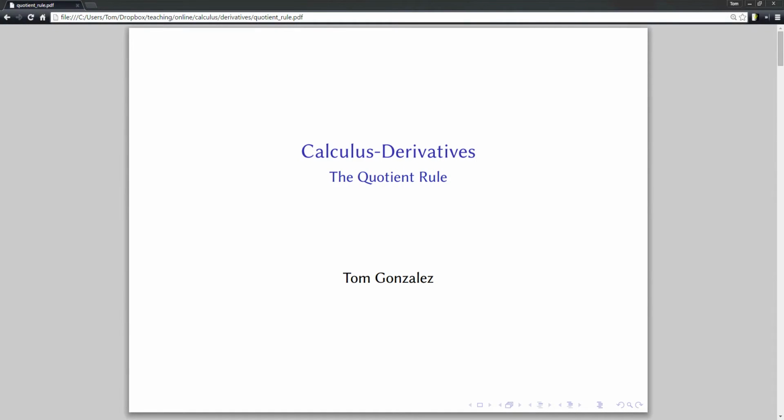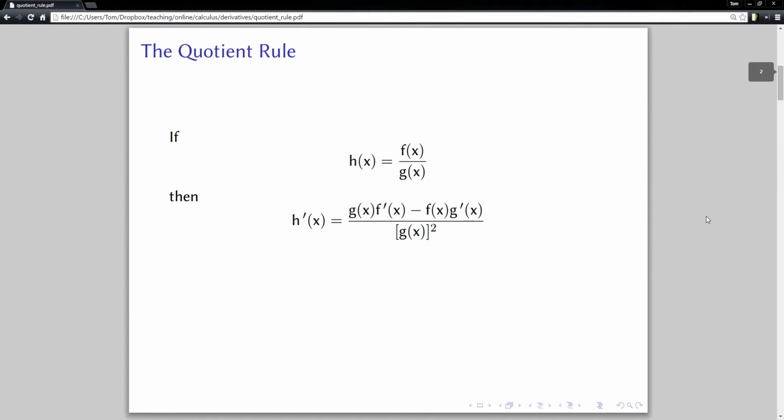In this video, we're going to talk about the quotient rule for taking derivatives. So here's the statement of the quotient rule. The quotient rule applies to the quotient, or division, of two functions. So if I have a function h of x that's built by taking a function f of x and dividing by another function g of x, then the quotient rule says that the derivative of h is g times the derivative of f minus f times the derivative of g, over g squared.